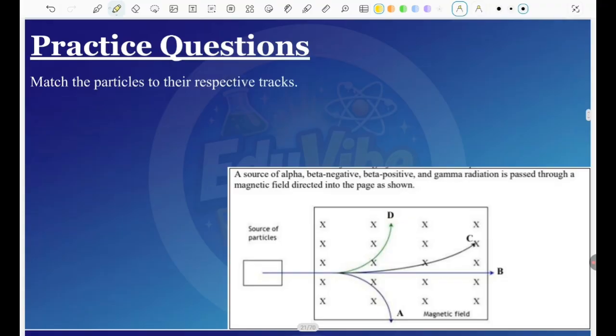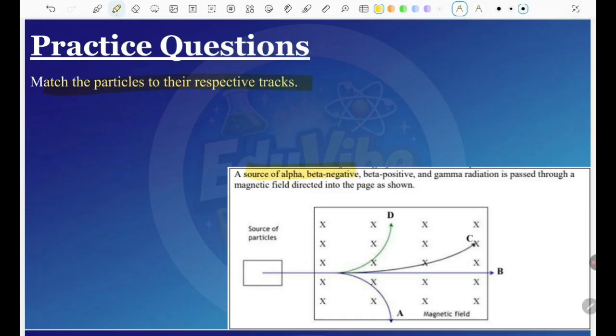We have the next one. This is a theoretical question. You have to know some theory about alpha decay, beta decay, and gamma decay for these types of questions. So what's the theory on this? We have to match the particles to their respective paths, that is, which path the particles follow.